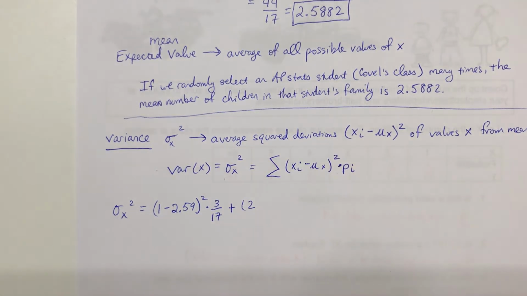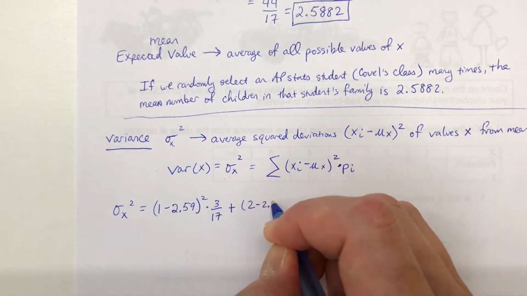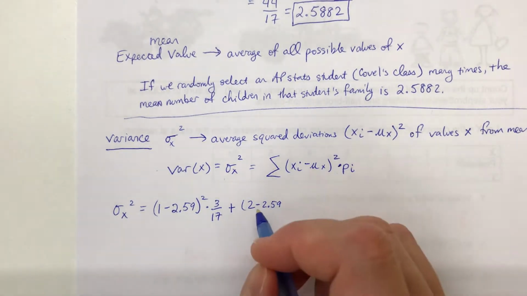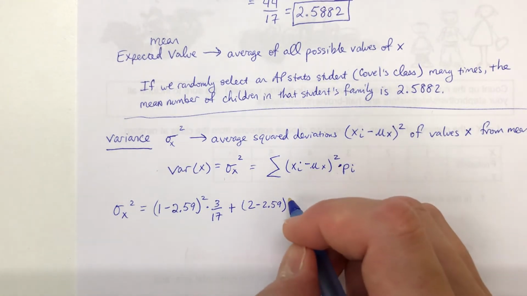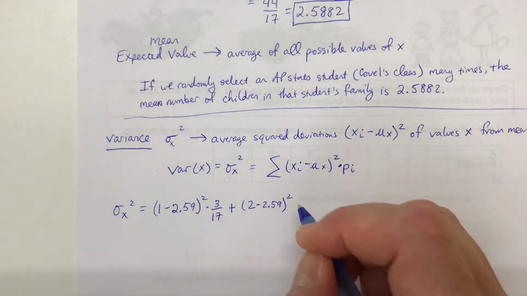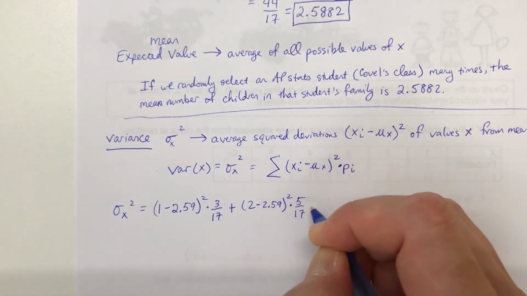The next x value was 2 children in the family. How far away is that from the mean? We subtract it from 2.59, or 2 minus 2.59 squared, multiplied by that probability, which was 5 over 17.